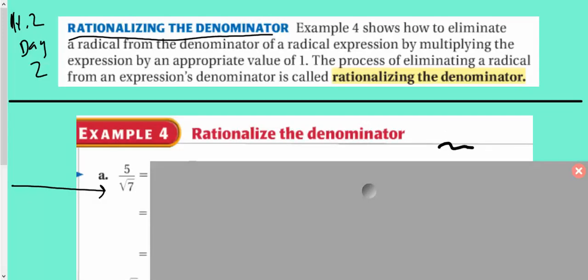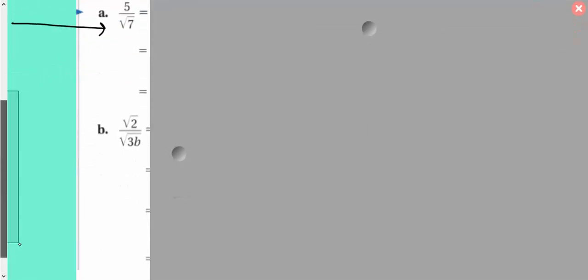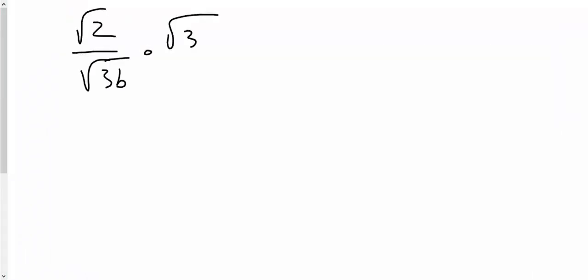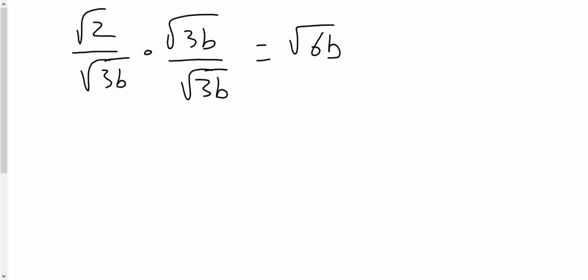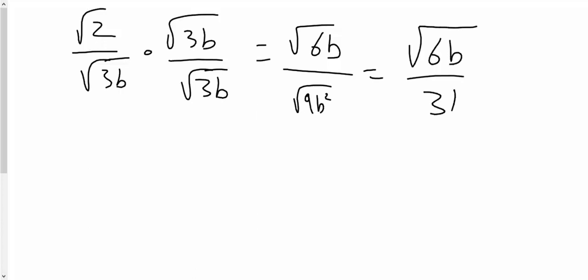And then, let's see, 5 over root 7, we just did that, root 2 over root 3b. Alright, root 2 over root 3b, I'm going to multiply by whatever's in the radical symbol in the bottom. So this is going to be root 6b. Remember, if you have two numbers underneath the radical, you can multiply them together. And then we have root 9b squared. And you'll notice a trend here. You just get what's left in the inside. This breaks up into root 9 root b squared, which is 3 and b.